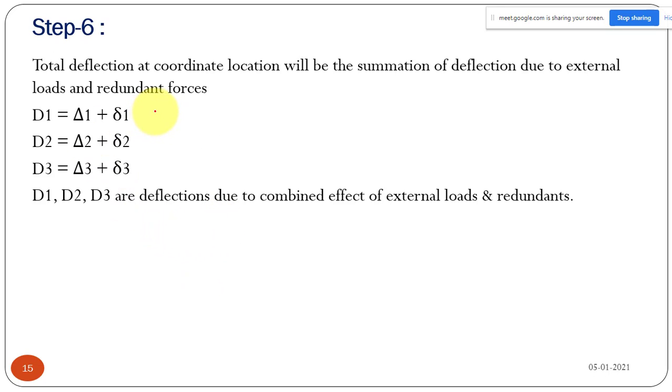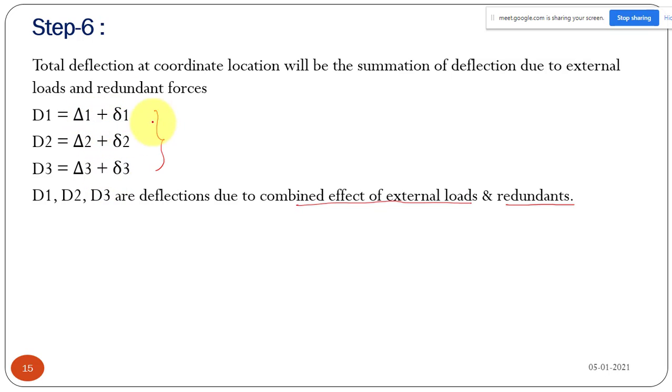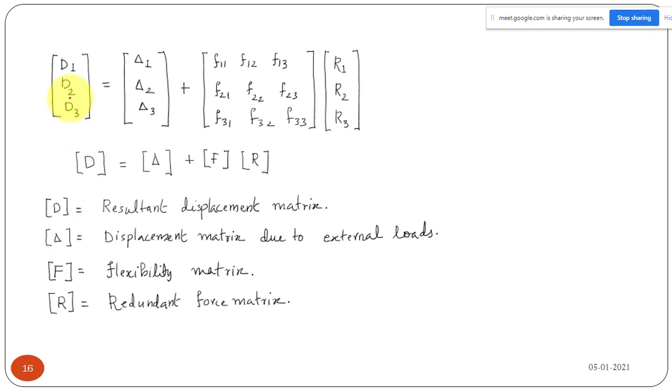So this is what we got now. We are in step number 6. So d1 equals delta 1 plus small delta 1, d2, d3 similarly. So d1, d2, d3 are deflections due to the combined effect of your external loads and the redundants. Now we can substitute d1 is equal to delta 1 plus your small delta 1, and for small delta 1 you can put this matrix. So you can write it like this: d1, d2, d3 is equal to the delta 1, delta 2, delta 3 vector plus your small delta matrix.